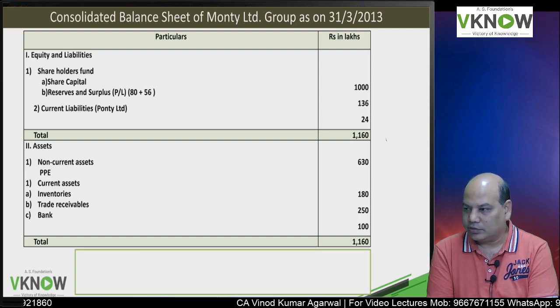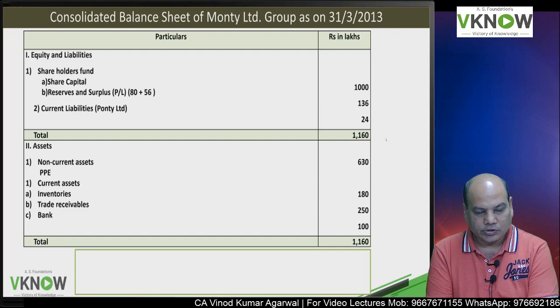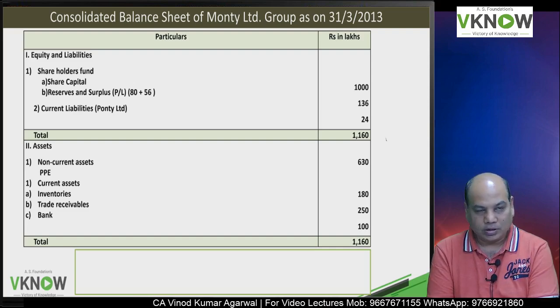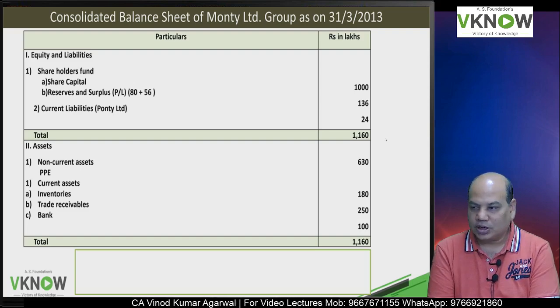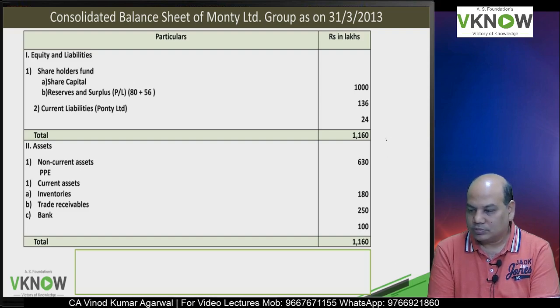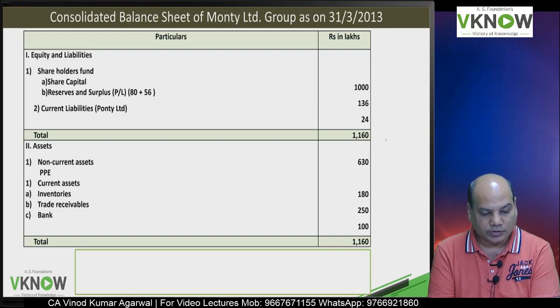Equity and liabilities. Shareholder fund. Under shareholder fund, write down A, share capital. Share capital will remain the same, 1000. Then write down B, reserve and surplus.